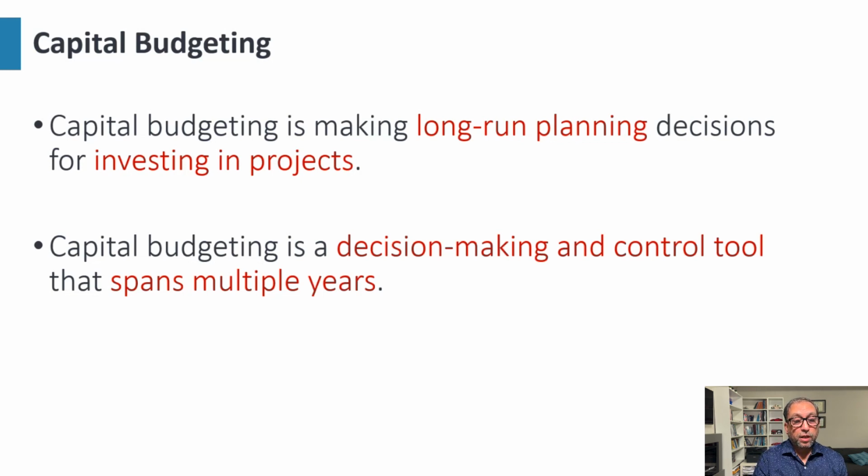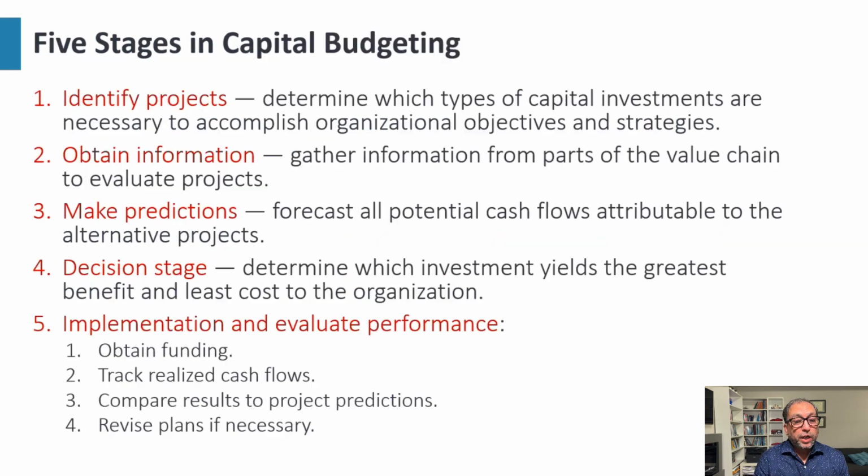So capital budgeting is a decision making and control tool that spans multiple accounting periods or multiple years. Now, five stages in capital budgeting. Why? If we divide the whole process of capital budgeting, we can divide it into five different stages. The first one is identify the project.